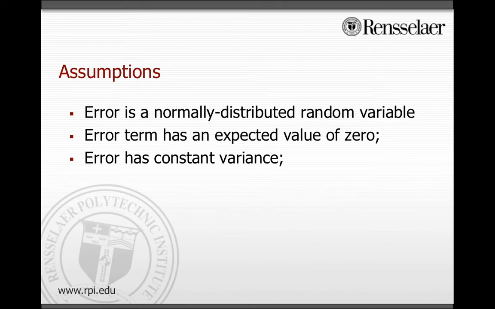So that error term comes with the same assumptions as in simple linear regression. We assume that it is a normally distributed random variable with an expected value of 0 and constant variance. Again, same as with simple linear regression, if these assumptions do not hold, your linear model is not valid. And we'll come back to how to check these assumptions in R in just a little bit.